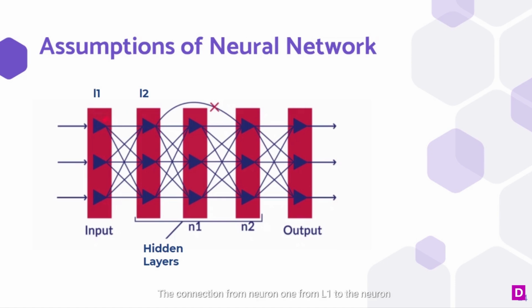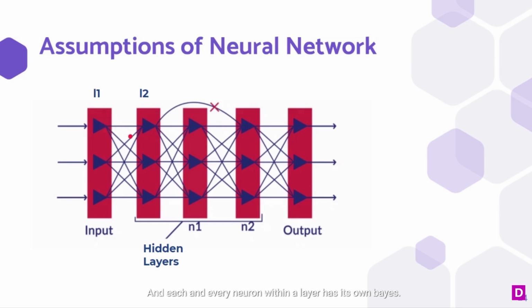The connection from neuron 1 from L1 to neuron 1 from L2 has a weight W1. Then neuron 1 to neuron 2 will have another weight W2. Then neuron 1 to neuron 3 would be W3. So each and every interconnection has its own weight associated with it.